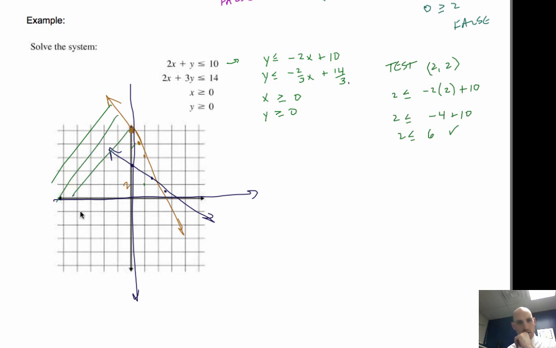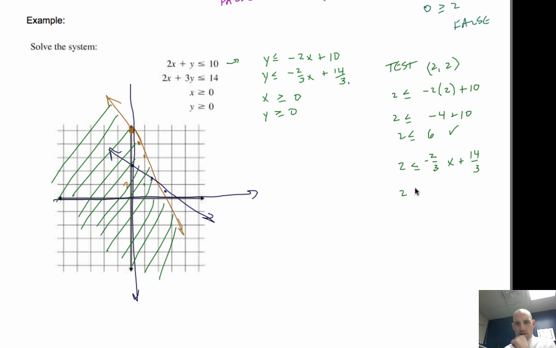And there's going to be a lot going on here. So it's less than that. And hopefully you start to see that less than generally means underneath. And so you can get an idea of where we're going here. Let's test the next one. Is 2 less than or equal to negative 2/3 x plus 14/3?